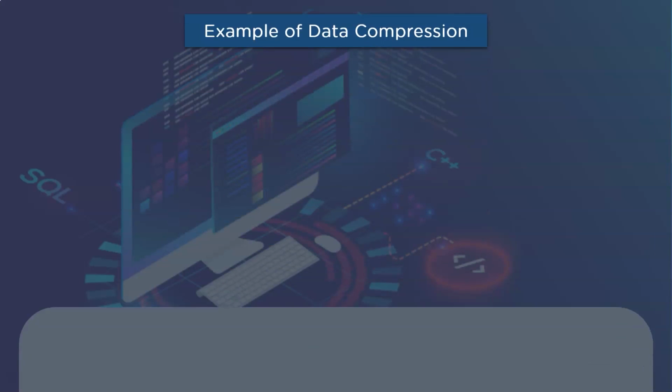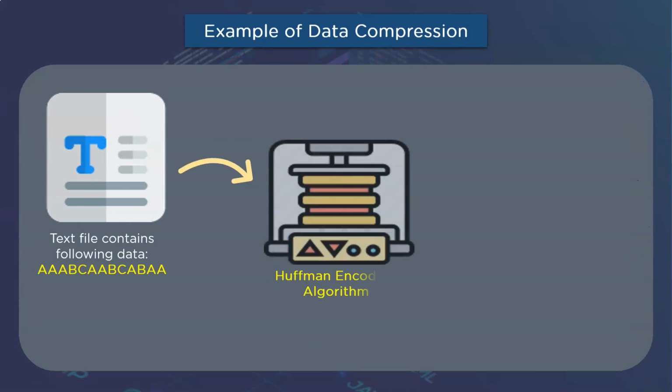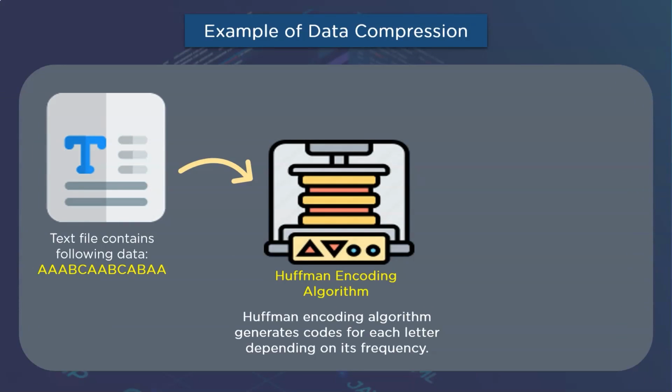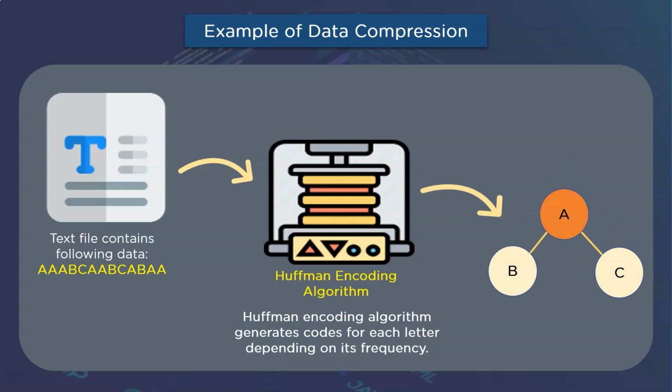Let's understand how this process works with the help of an example. Let's say our text file contains these random characters. The Huffman encoding algorithm creates codes for each character based on its number of occurrences. For instance, the frequency of character A is more prominent than B, and character C has less frequency. So the length of code A is smaller than B, and the length of code B will be smaller than C.